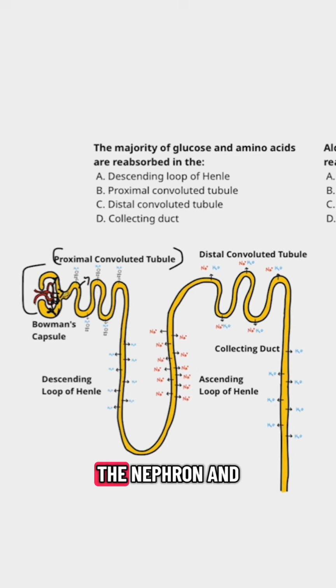So things are going to leave the nephron and enter the surrounding tissue to get picked up by the blood. A chunk of the water that was filtered out is reabsorbed, but this is also the major portion that absorbs glucose and amino acids. So the proximal convoluted tubule is our answer for this one.